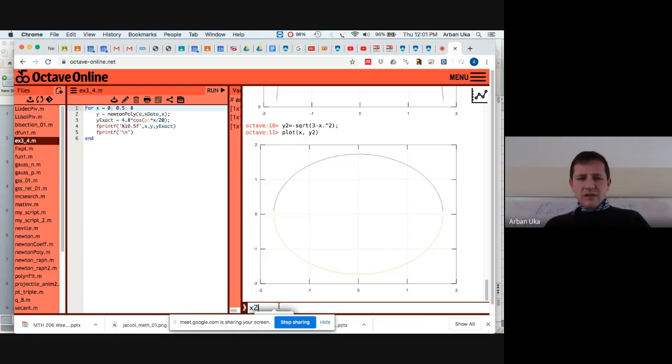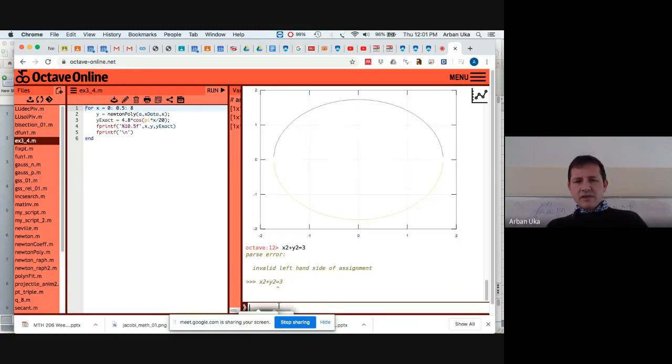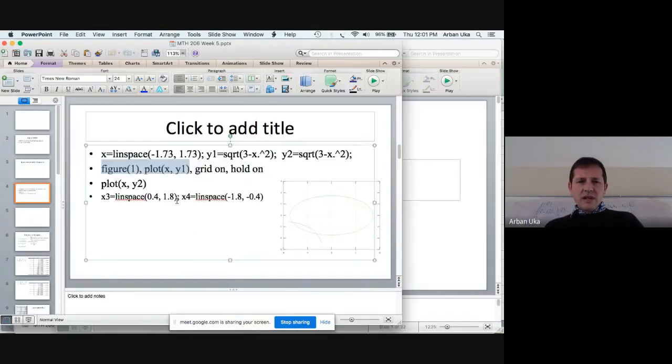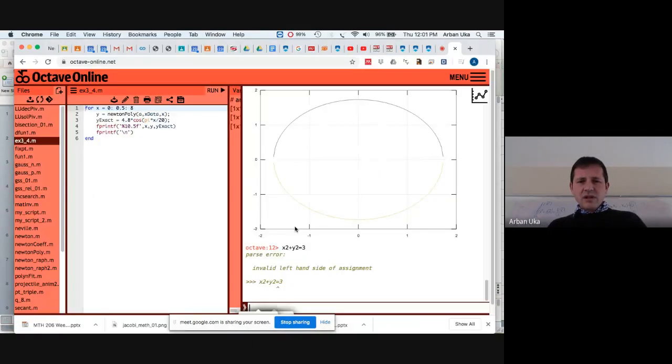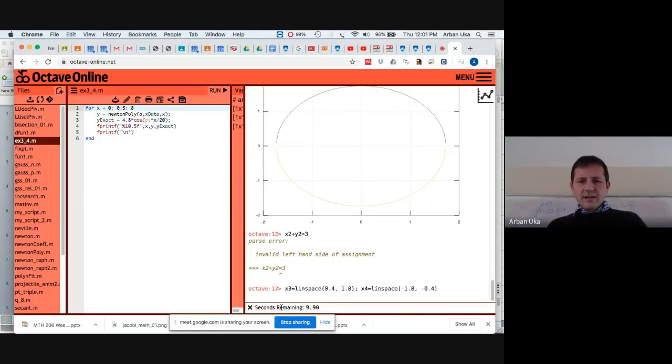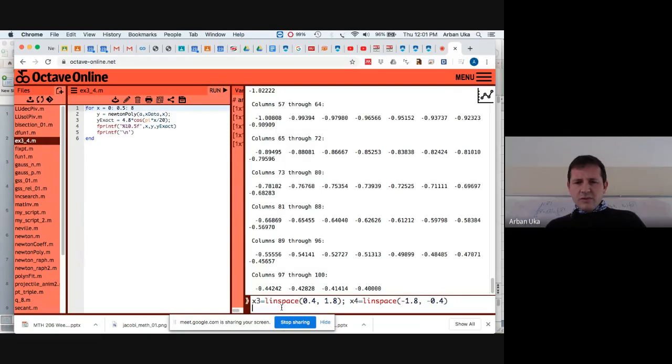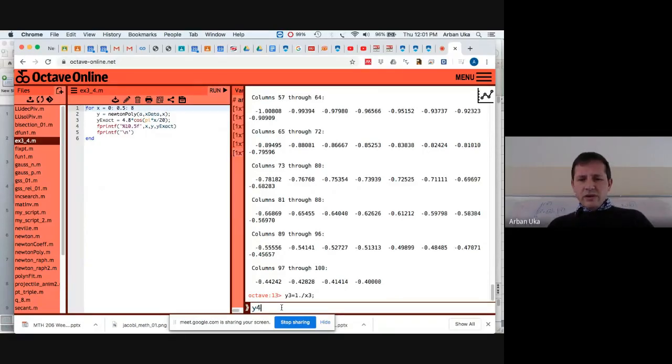Let me write it here, x squared plus y squared is equal to 3. It doesn't make sense in MATLAB, but I'm just trying to make it visual for all of us. And now, similarly, we can also define a couple of functions that look like this. Where did I start them? Okay, that's x3 and x4. And let's find y3 equal to 1 divided by x3, and y4 equal to 1 divided by x4.